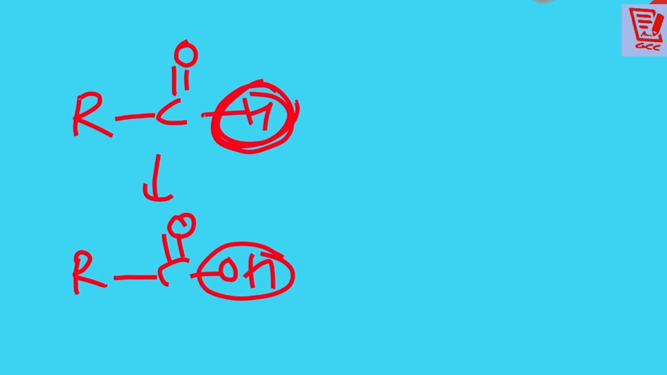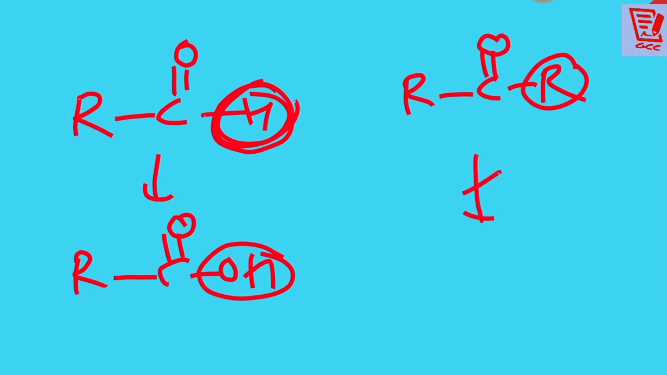But in ketones it is RCOR. No free hydrogen is there like that, so you can't do the oxidation easily. For the oxidation of ketones we require a powerful or strong oxidizing agent like KMnO4 or K2Cr2O7. Clear? Are you getting my point?